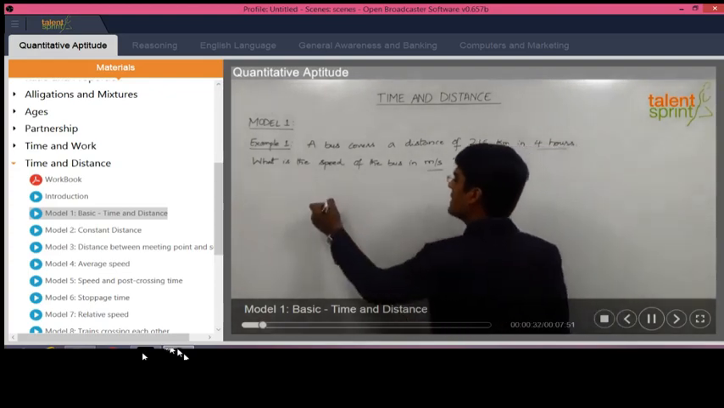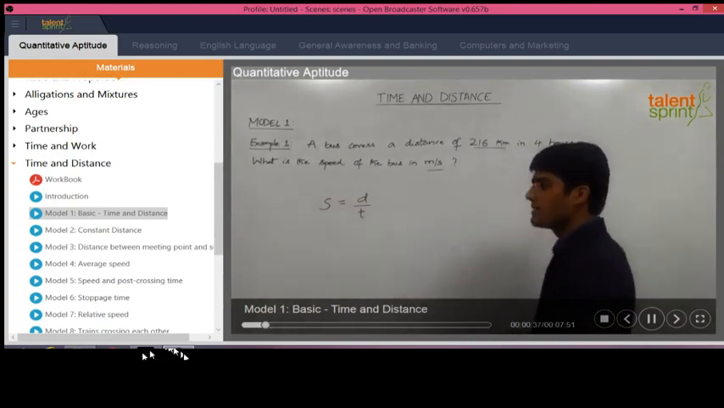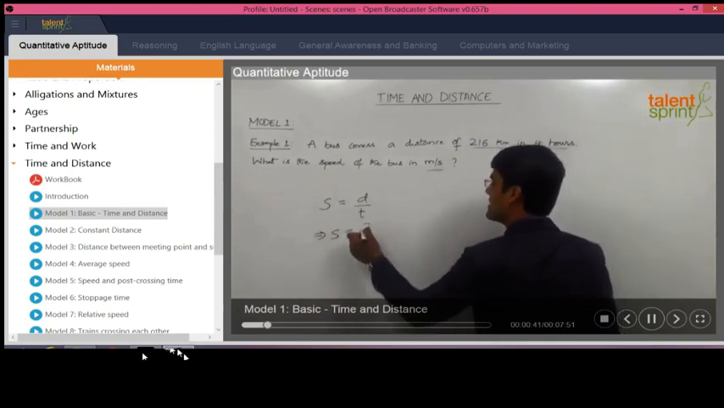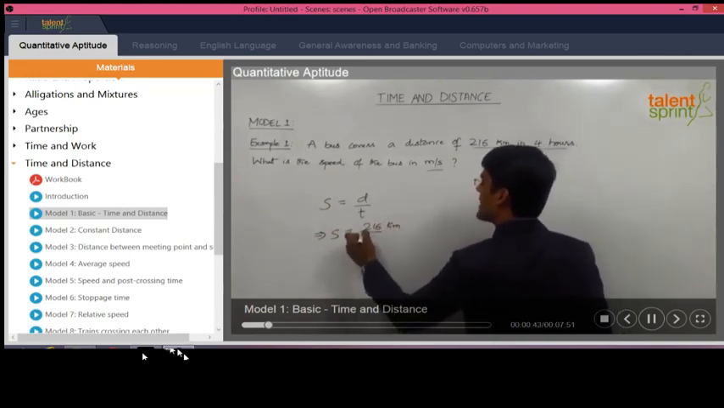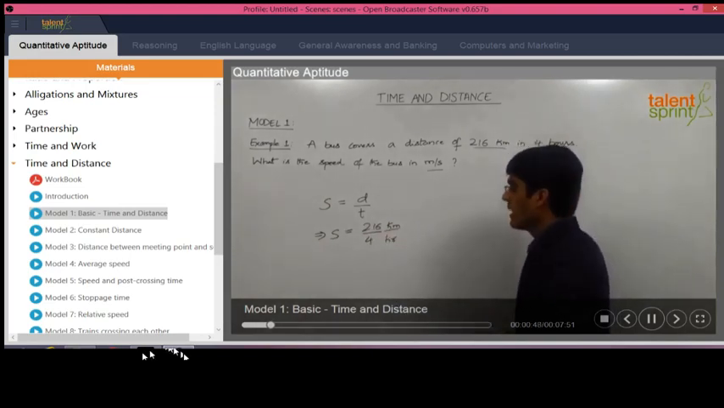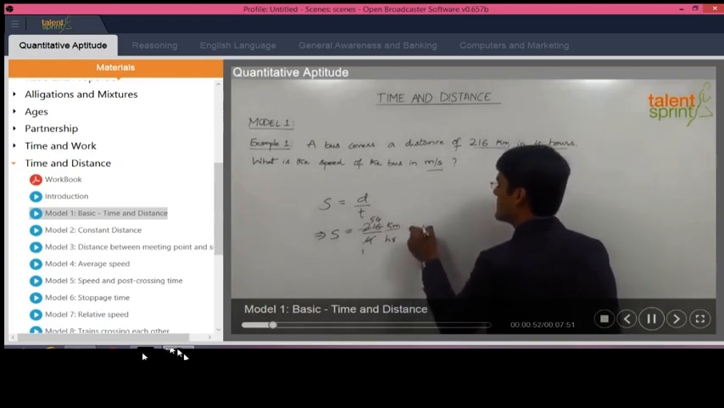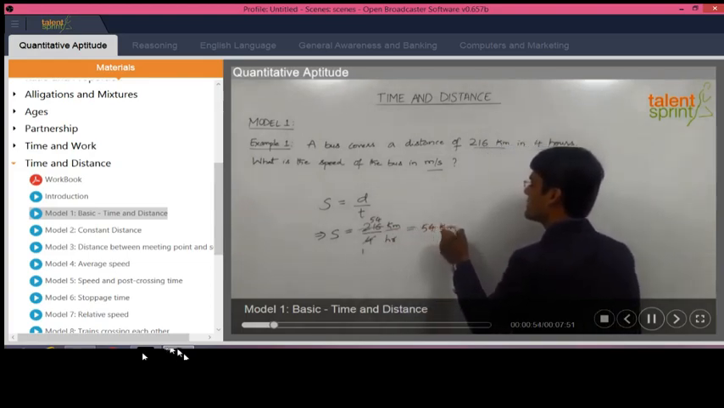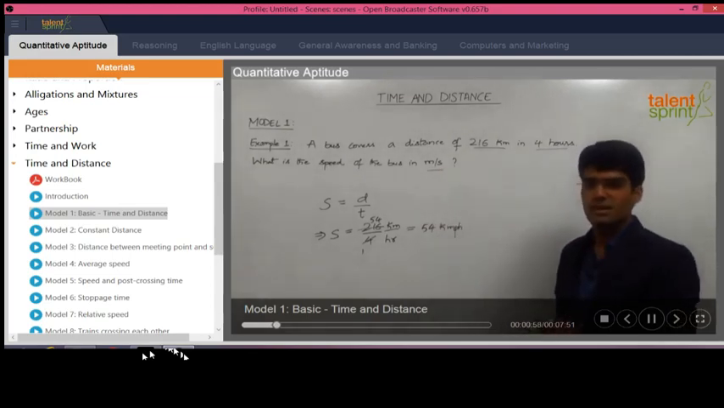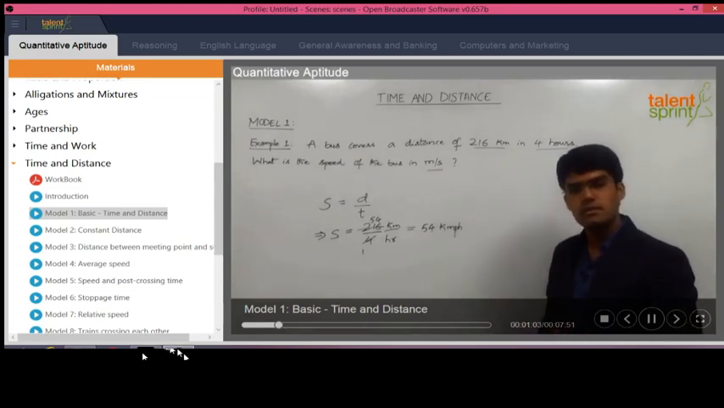We know that speed is equal to distance traveled by time taken to travel the distance. So here we can say the speed will be, the distance is 216 kilometers and the time is 4 hours. So here we get the speed in kilometers per hour. So this is 4 into 1 and 4 into 54. So clearly the speed is 54 kilometers per hour. But as given in the question, we are supposed to find out the speed in meters per second.